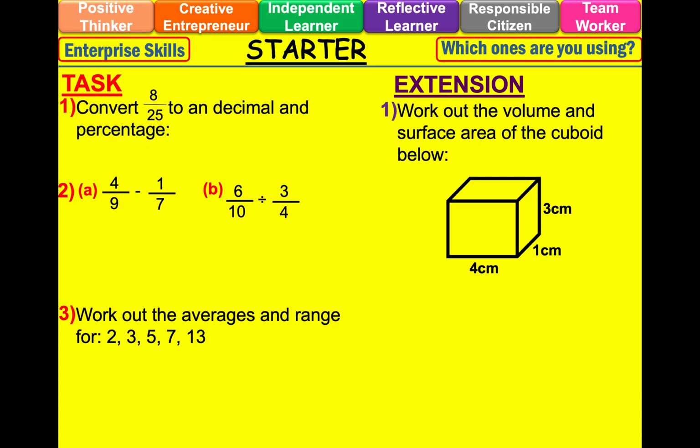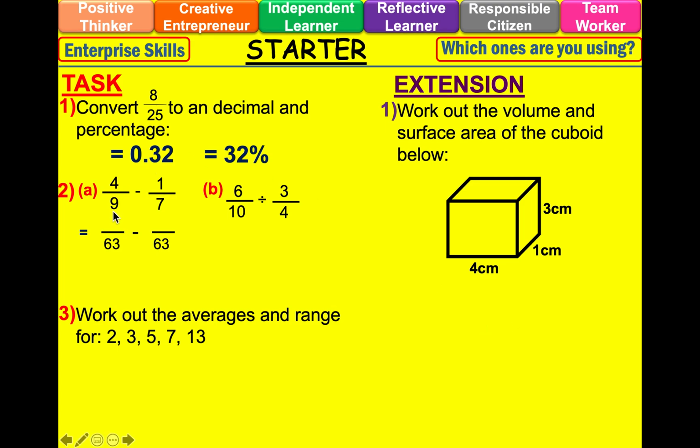Okay, remember with the fractions, you have to find a common multiple which will go into both numbers. So let's look at the first one. 8 over 25 will be 0.32. If you can't remember how to do it, I will go through it when we come back, which converts to 32%.